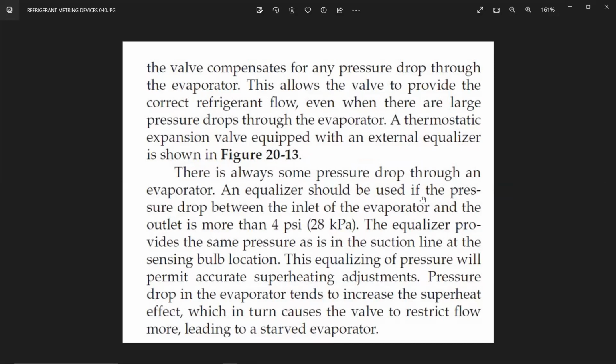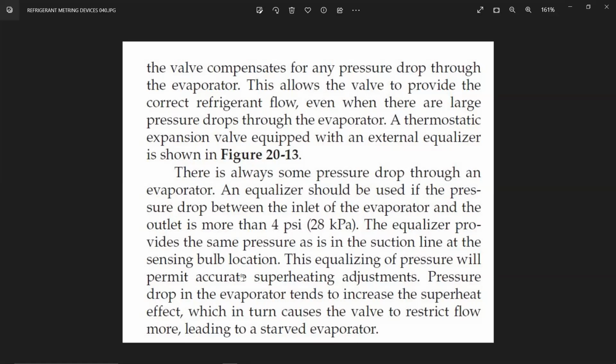The equalizer should be used if the pressure drop between the inlet and the evaporator is more than 4 psi or 28 kPa. That is the understanding: if the pressure drop is more than 4 psi, the equalizer should be external. The equalizer provides the same pressure as in the suction line at the sensing bulb location.